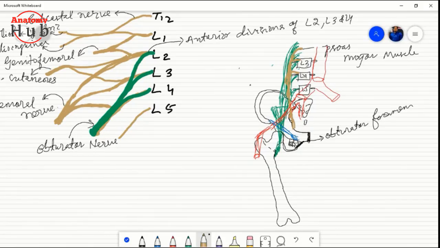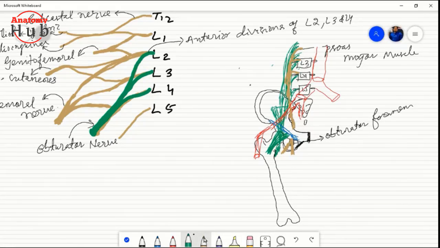Near the obturator foramen, it is divided into two divisions. As it comes to the obturator foramen, it divides into the anterior division and the posterior division. Here you will see a muscle. This muscle is your pectineus muscle, which runs to the pectineal line.